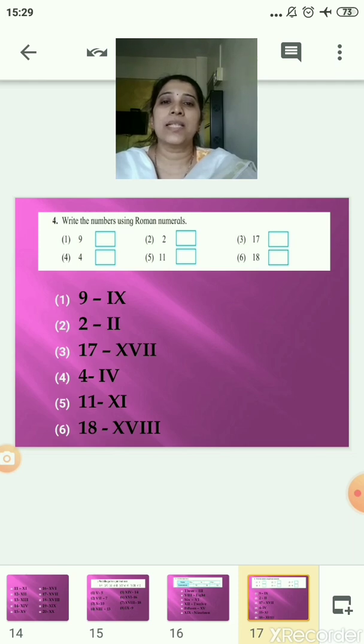Next, fifth one is 11. So 10 plus 1 is 11. So symbol for 10 is X and symbol for 1 is I. 18. 10 plus 8 is 18. So 10 symbol is X and for 8 you will write it as V and 3 times capital letter I.